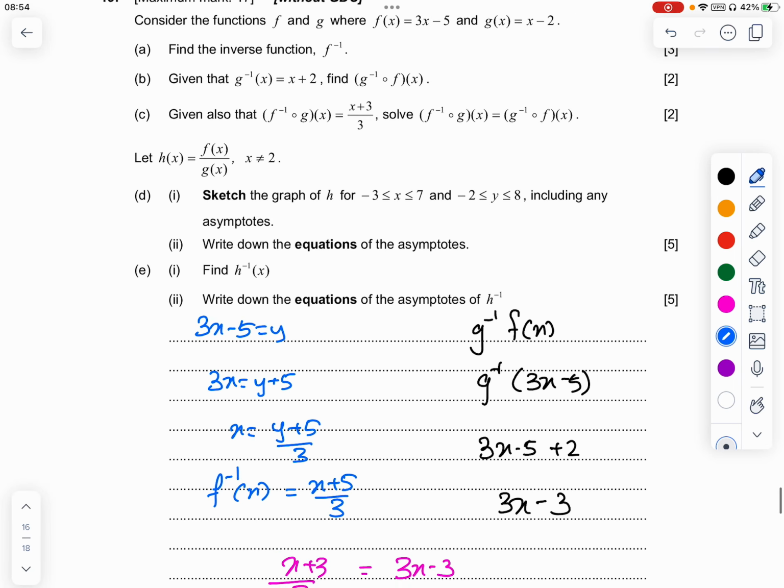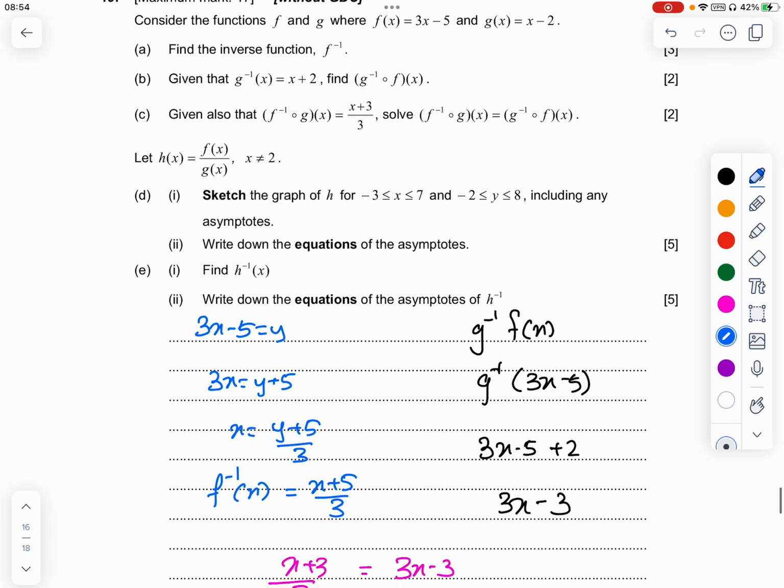Then next part of the question, h inverse of x, write the equations of the asymptotes for h inverse of x. So how do I find h inverse of x? Part E, 3x minus 5 upon x minus 2 equals y. So 3x minus 5 equals xy minus 2y. So 3x minus xy equals 5 minus 2y. X common, x times (3 minus y) equals 5 minus 2y. So x equals (5 minus 2y) divided by (3 minus y).